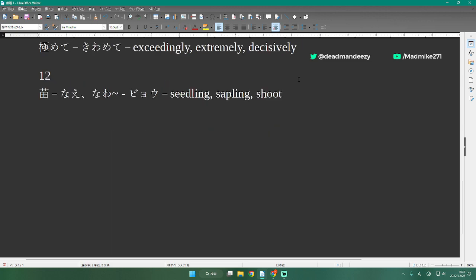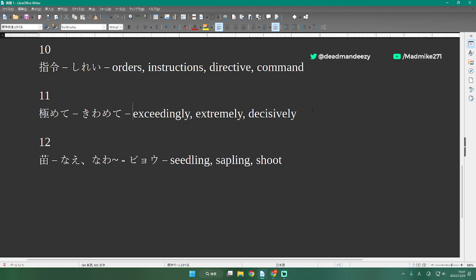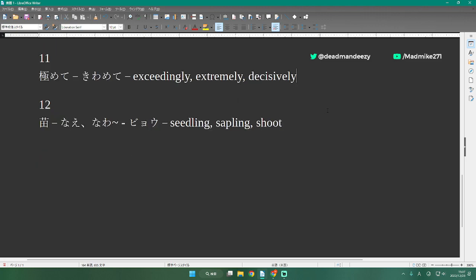Number 11 is kiwamete. Kiwamete is our adverb form of kiwameru, to take to extremes, kind of. So kiwamete is to do something exceedingly, extremely, or decisively. With our kanji, that means an extreme, kyoku. Kiwamete is doing something as an adverb exceedingly, extremely, or excessively.